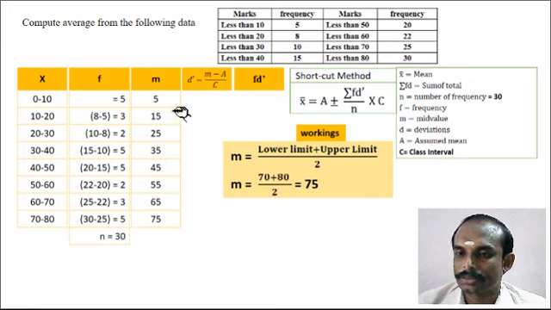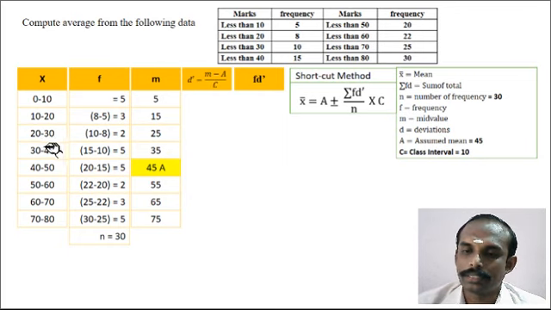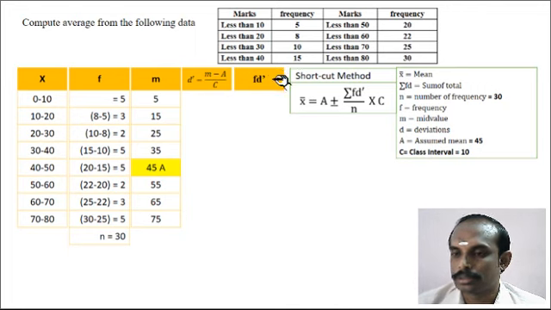Next column: d dash is m minus A divided by c, where m is the midpoint, A is the assumed mean and c is the class interval. I take 45 as the assumed mean, any one value from the m series. The class intervals increase by 10, so c is 10. Therefore m minus A divided by c gives d dash.